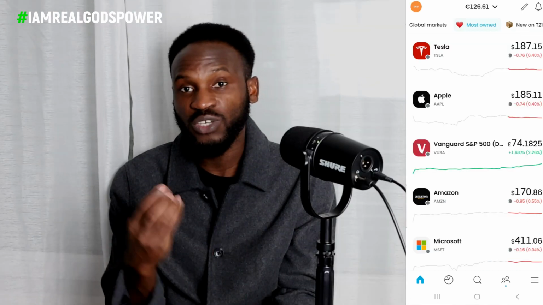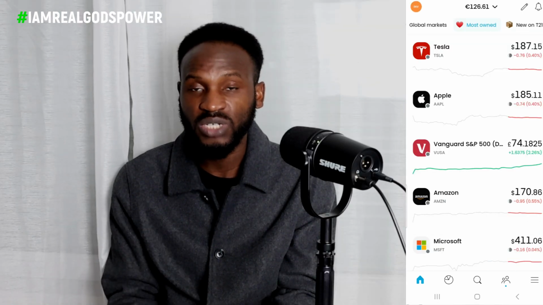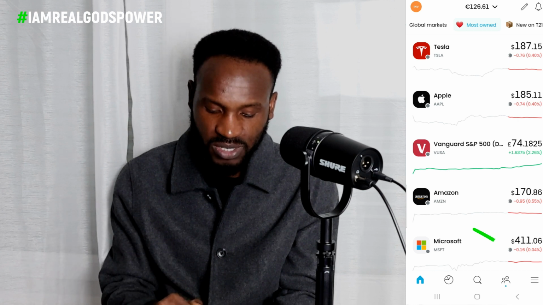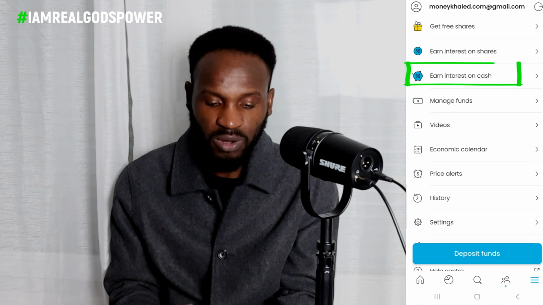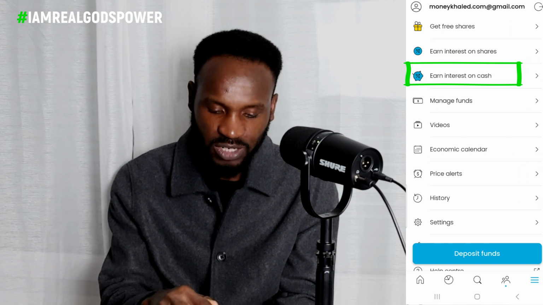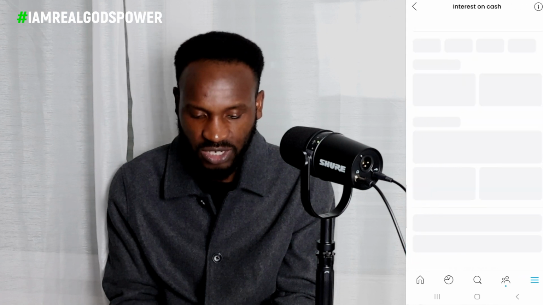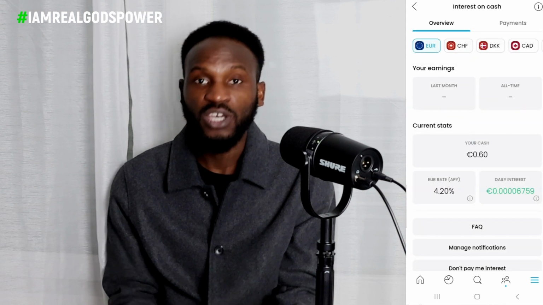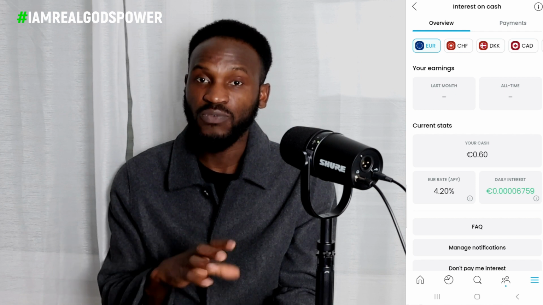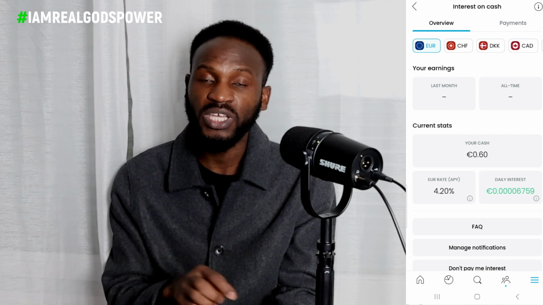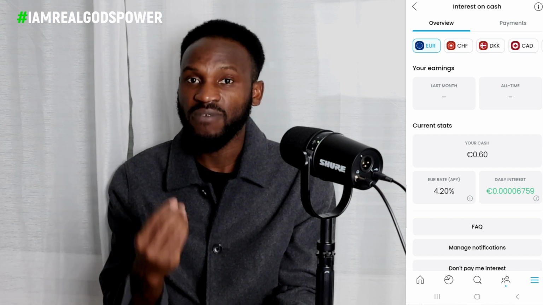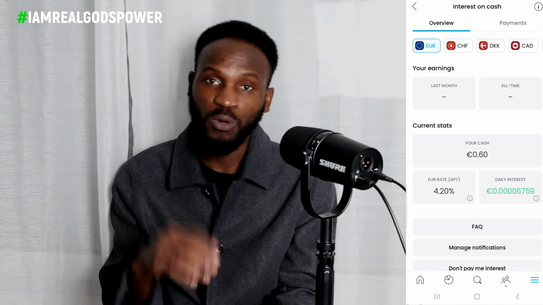The second way that you can use to make money on this application, which is called Trading 212, is to click on this three dot icon. Once you click on this three dot icon, you will see a part where it said earn interest on cash. Once I click on earn interest on cash, what is happening here is that the money you deposit into your Trading 212 account, if you did not invest those money in share stocks or commodities, you are going to be earning interest from the currency that you invested your money into.